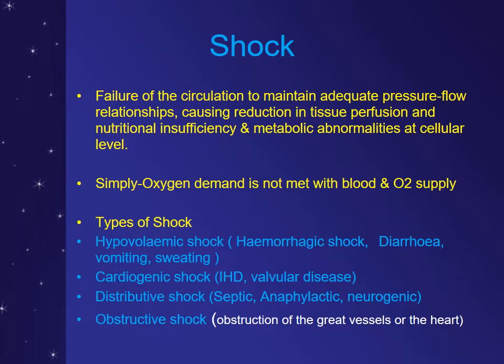So in simple words, shock is where oxygen demand is not met with blood supply and oxygen supply to a particular tissue. So what are the different types of shocks? There are four main types: hypovolemic shock, cardiogenic shock, distributive shock, and obstructive shock. And today we will be talking about a type of hypovolemic shock, which is hemorrhagic shock or shock due to blood loss.